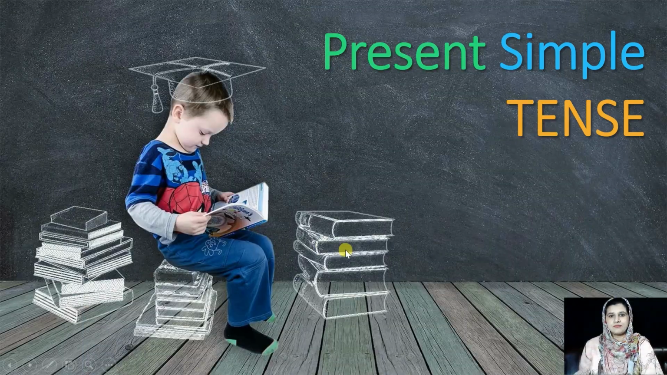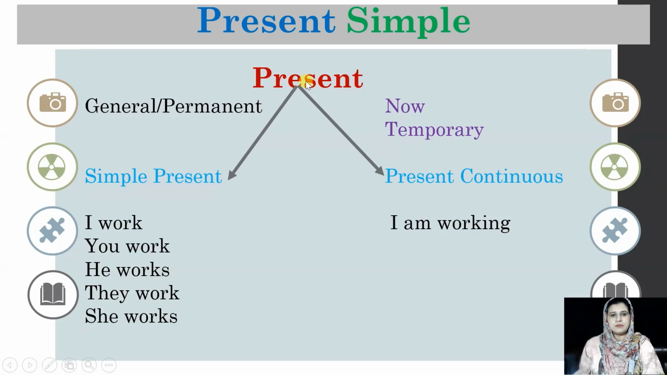Tenses are used to show the time. There are three types of time which we show through tenses, that is present, past and future. Today our focus is simple present tense. Present time is presented through simple present and present continuous tense.